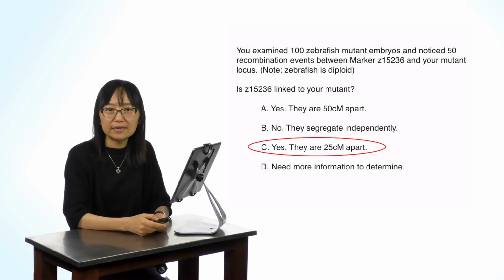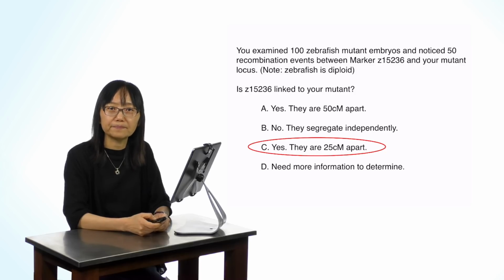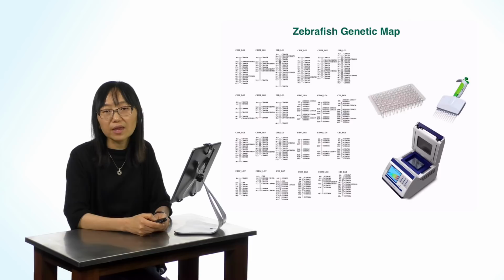The answer is C. They are linked. 50 recombination events detected in 100 mutant embryos means 50 recombination events out of 200 meiosis, equals 25%, equals 25 centimorgan. To map mutations in the lab, we usually start by setting up a panel of 96 PCR reactions. Zebrafish has 25 chromosomes.